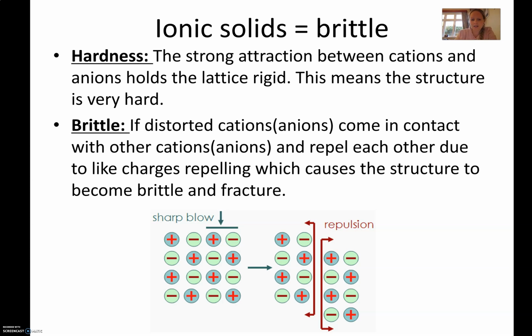And the reason why, guys, is if you look at this diagram, it's great. They're saying if you put a blow here to hit the top of this lattice, you'd push this top bit down. Cations would get in contact with cations, and anions would get in contact with anions. And we know like charges repel. And so this whole thing would repel and shatter. Okay, and that's a really important property of ionic solids. If a force is applied, cations come in contact with cations and anions come in contact with anions, they repel and it causes the structure to shatter, and that's what brittle means.